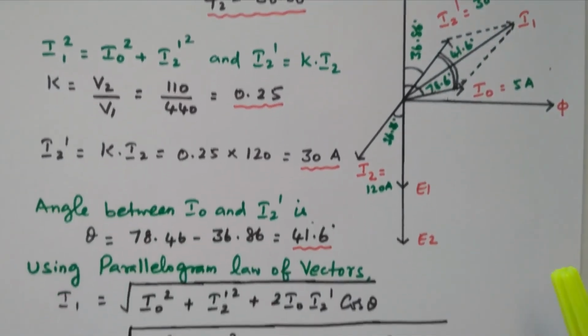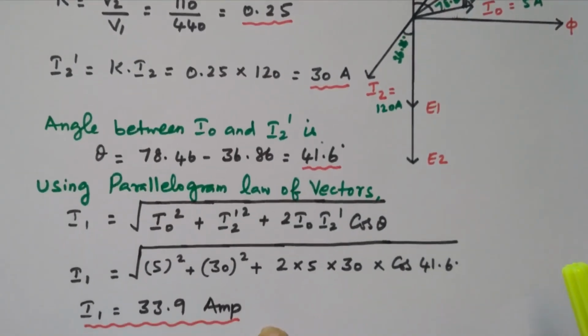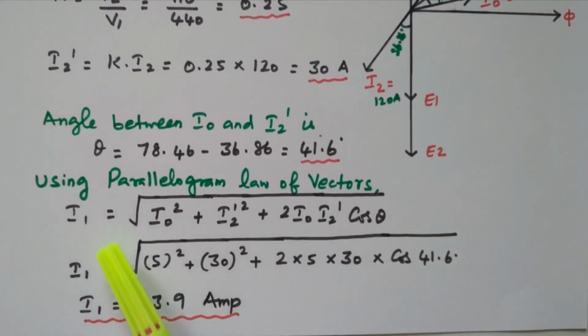Then how will you find the I1 value? Using the parallelogram law of vectors, I1 equals square root of I naught square plus I2 dash square plus 2 into I naught into I2 dash into cos theta. This is the formula for the parallelogram of vectors. The I naught value is available, the I2 dash value we calculated, and the theta value, the angle between I naught and I2 dash, is also calculated.